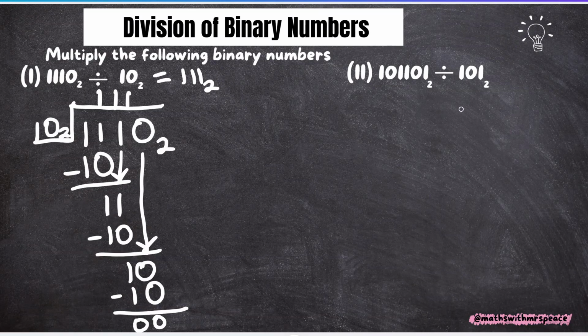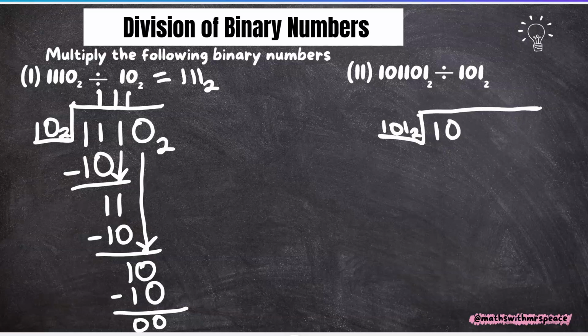We're going to do the same for the second example that we have here. We're still employing the long division method, and that's divide, multiply, subtract. Just have that at the back of your mind. So I'm going to draw the line here. The divisor is 101 in base 2. And then the dividend is 101101 in base 2. So we have 3 digits here, 1, 0, 1. So I'm going to start this division.